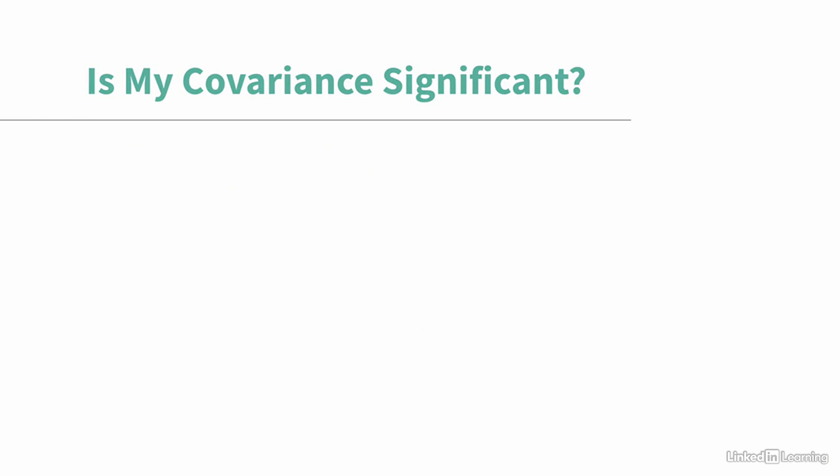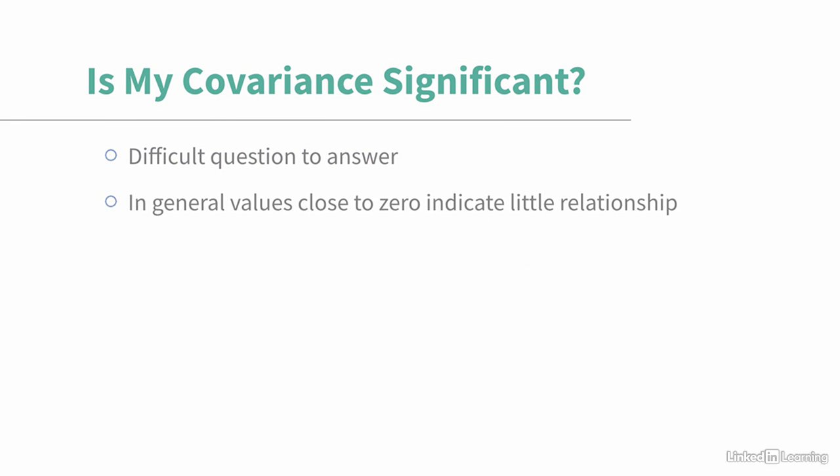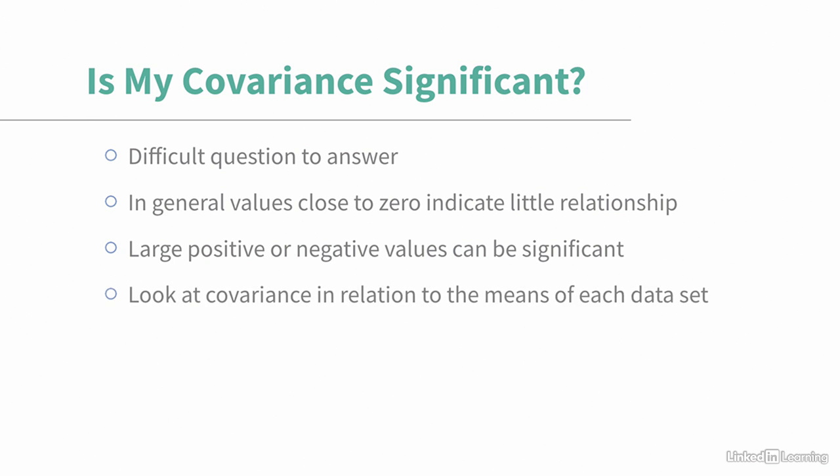Finally then, you can ask, is my covariance significant? And I have to admit that this is a difficult question to answer. In general, values close to 0 do indicate little relationship. And also, large positive or negative values can be significant. So look at the covariance in relation to the means of each data set.